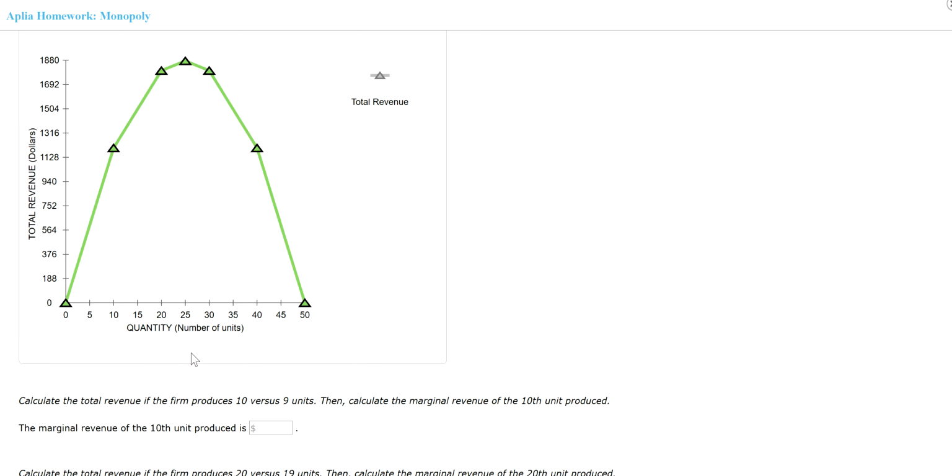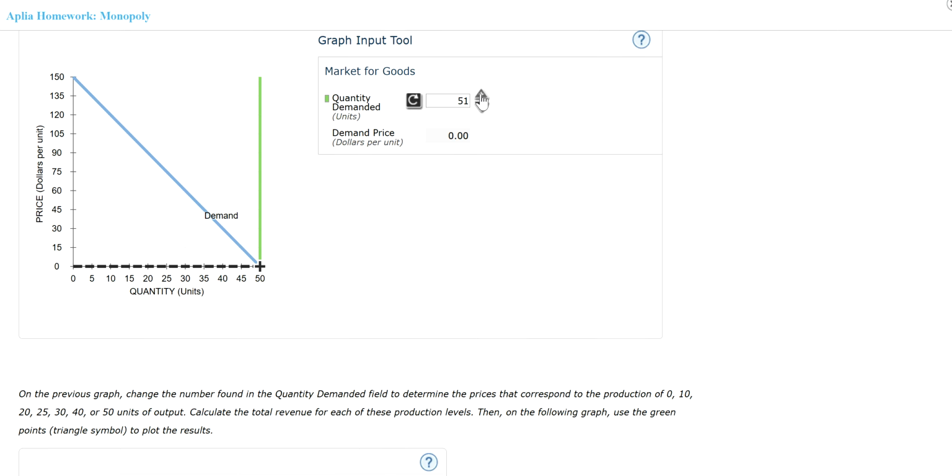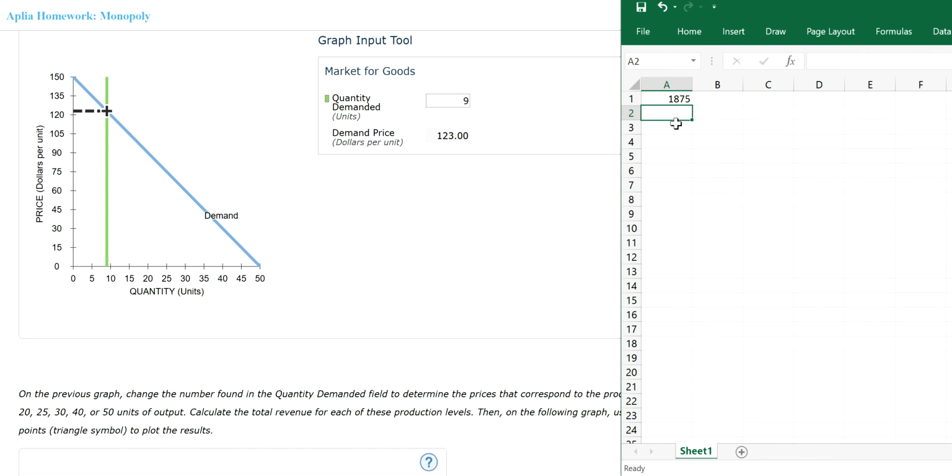Now next, calculate total revenue if the firm produces 10 versus 9 units, then calculate the marginal revenue of the 10th unit produced. All right, let's use this over here. So if we produce 9 units, go back to 9. So 9 units, price 123. So for total revenue, make a little table like this. Quantity.